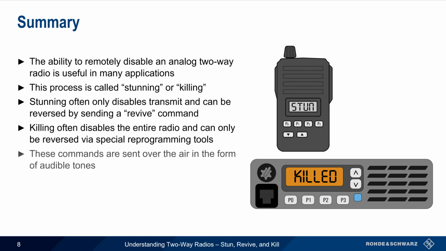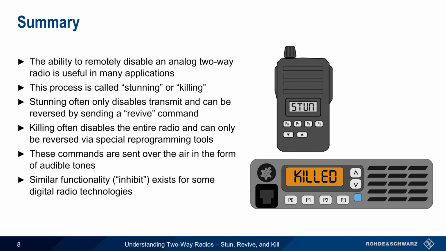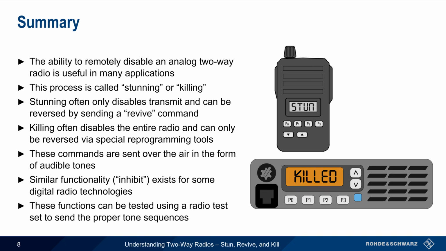The command used to stun, revive, or kill an analog radio is sent over the air in the form of audible tones. A similar inhibit function exists for many digital two-way radio systems, although this is usually performed using special digital messages rather than audible tones. And finally, we briefly looked at how stun, revive, and kill can be tested using a radio test set, which can send user-defined tone sequences to the radio under test. This concludes our presentation, Understanding Two-Way Radios, Stun, Revive, and Kill.